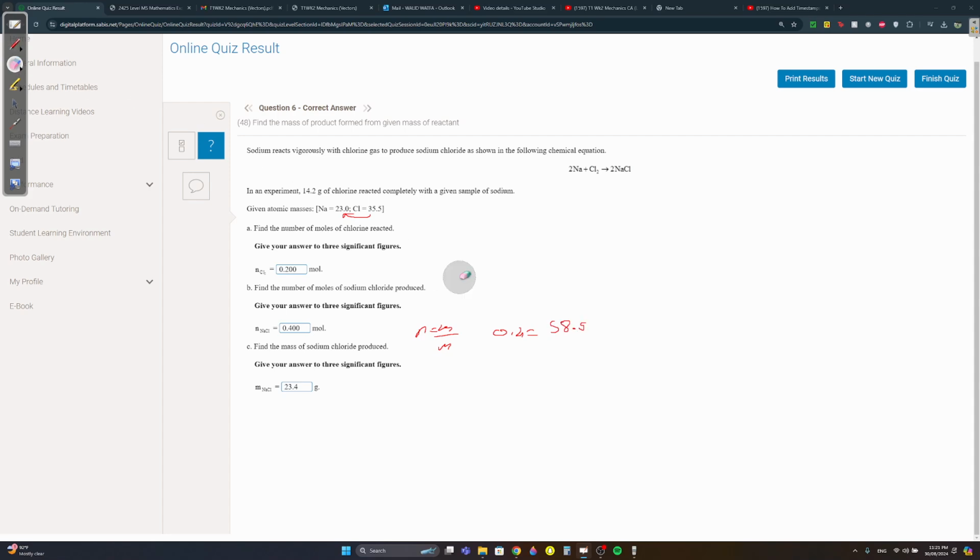Sorry, what's this? Molar mass, sorry. Equals the mass. We don't know the mass, but we know the molar mass, big M, it's 58.5. So you cross multiply and you get 23.4.